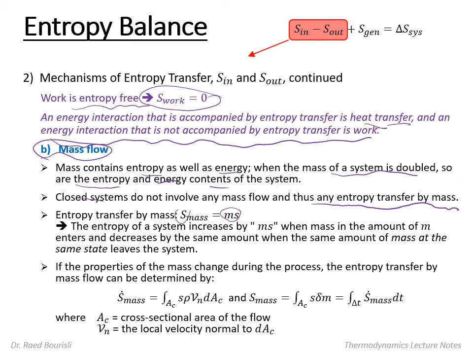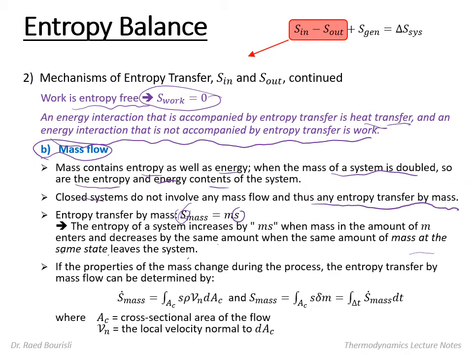Okay, this is per unit mass. This is the actual thing. The entropy of a system increases by ms when the mass in the amount of m enters and decreases by the same amount when the same amount of mass at the same state leaves the system. This is the same old problem. We need to determine the property s of the mass coming in and out.